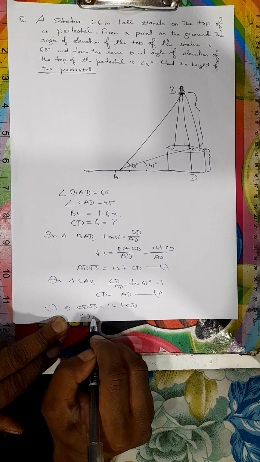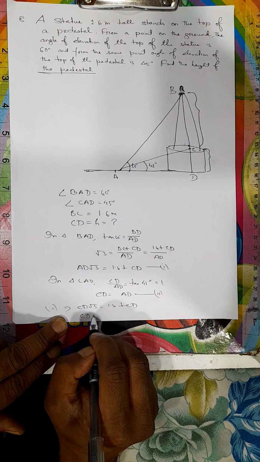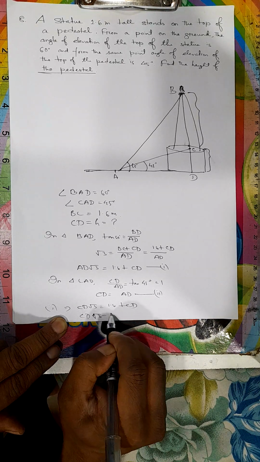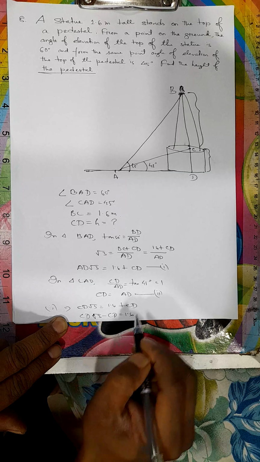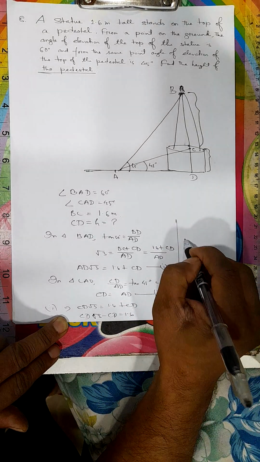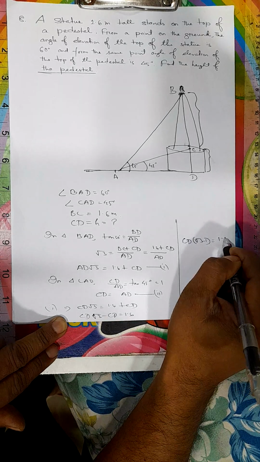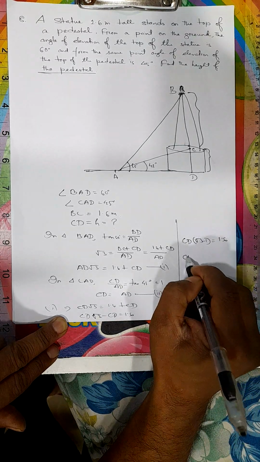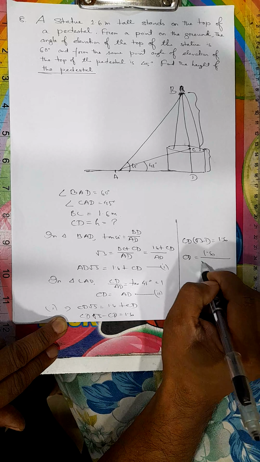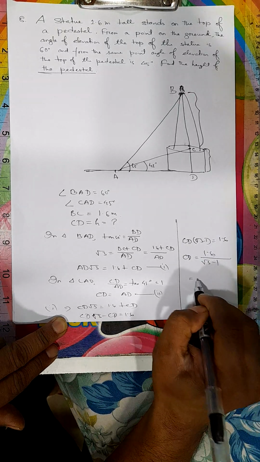Therefore, CD root 3 minus CD equal to 1.6. So you can take CD common here. CD times root 3 minus 1 equal to 1.6. CD equal to 1.6 by root 3 minus 1.